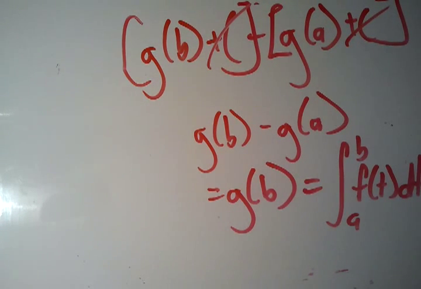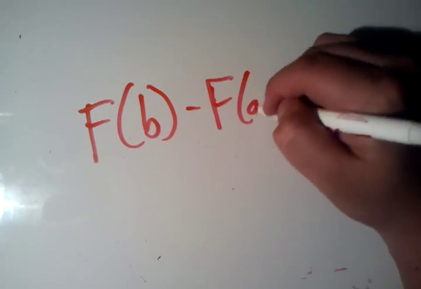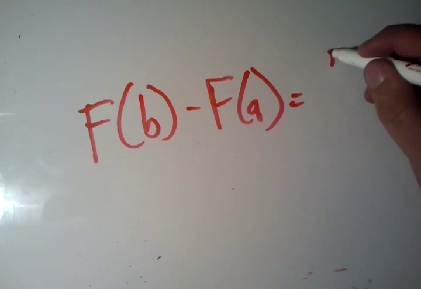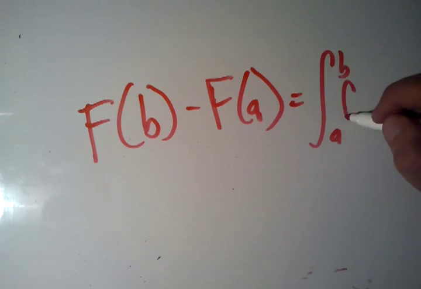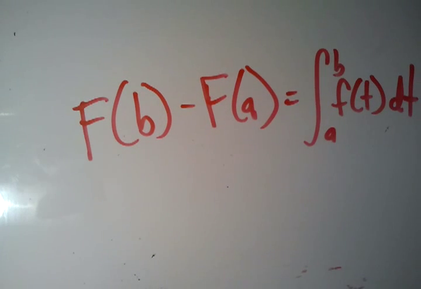Okay? So what have we learned from this result? The full result says that big F of b minus big F of a, and big F was just any antiderivative, remember that, equals the integral from a to b of f of t dt. And that is exactly what part 2 of the fundamental theorem of calculus says.